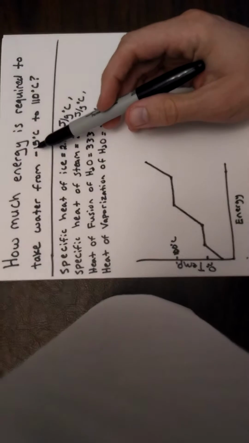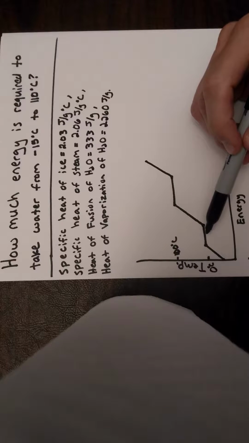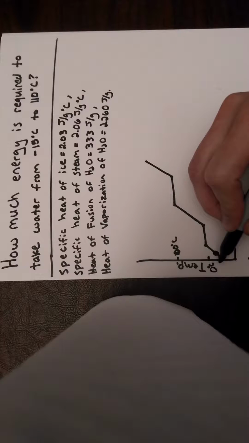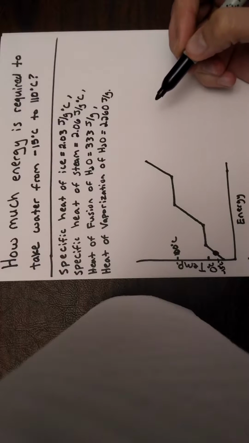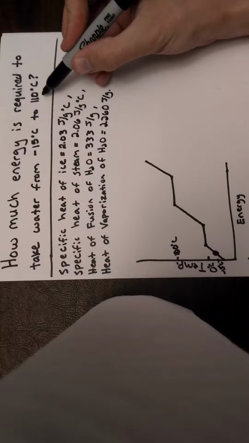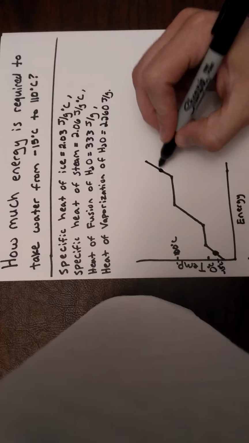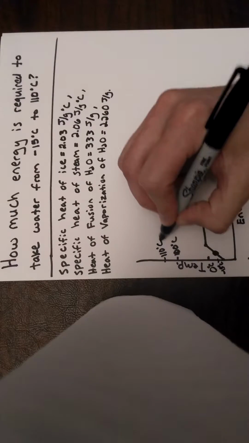Since we're starting at negative 15 degrees Celsius, we need to start below this 0 degree point, somewhere down here. So we'll call that negative 15 degrees Celsius. We're going up to 110 degrees Celsius, which is above our boiling point, so somewhere up here. We'll call that 110 degrees Celsius.